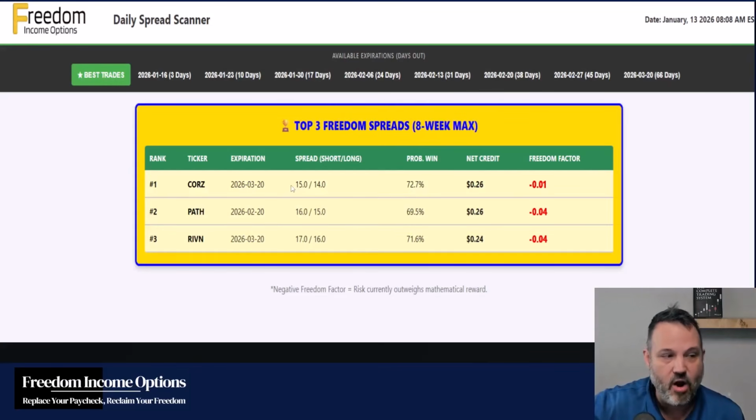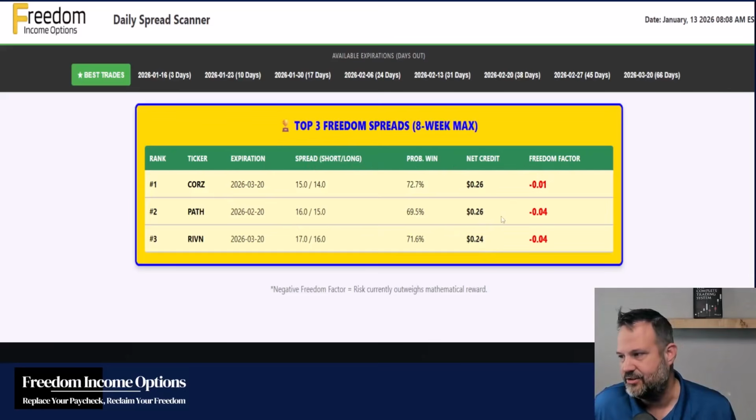All right, so now here's another little trick. Remember when I said all of those trades were losers? This is my scanner that looks for the freedom factor, where we're going to be at after 100 trades. And I ran a scan this morning and they were all negative. So guess what? No trades.